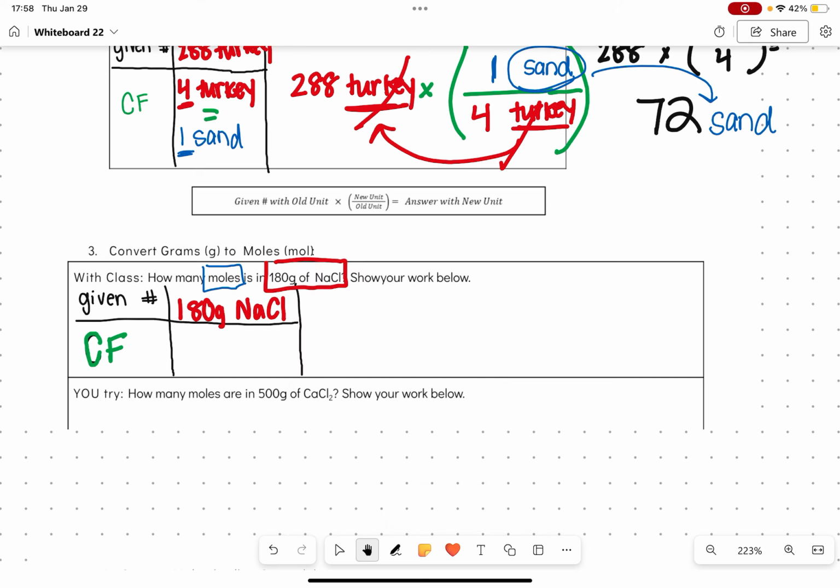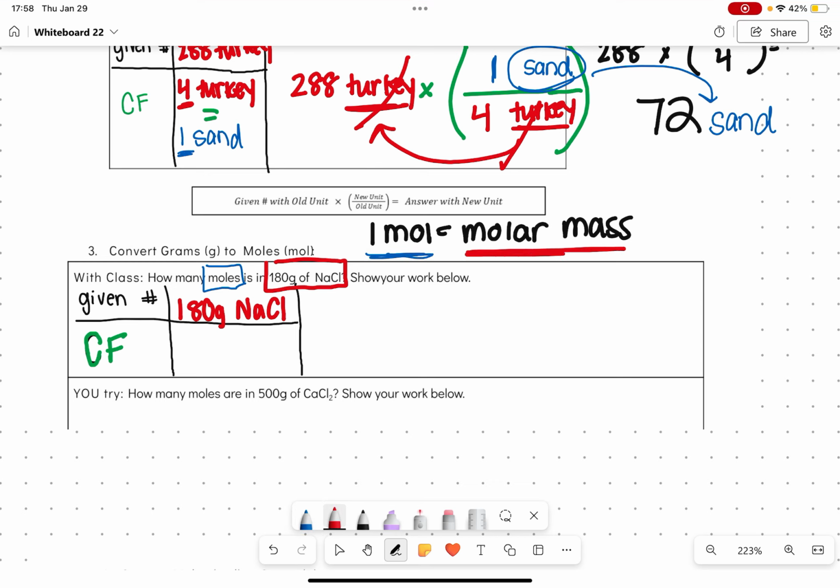Our conversion factor when we go between grams and moles is 1 mole is equal to the molar mass. And so the molar mass is just the two substances added together on the periodic table. So my mole is going to be what I want to find, and my mass in grams is going to be what I'm trying to get rid of. So 1 mole is equal to the mass of NaCl. So Na is 22.99, Cl is 35.45. It would be 58.44 grams.